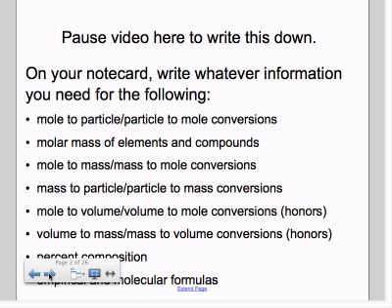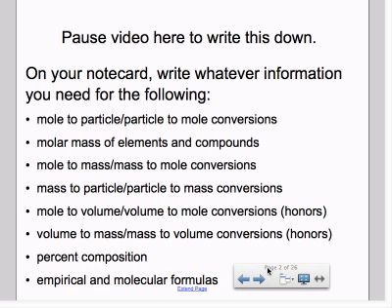So first, things that you should make sure you have on your note card, and you probably want to pause this in a minute to have time to take a look at this and write it down. You need to be able to do mole to particle or particle to mole conversions, molar mass of elements and compounds using the periodic table, mole to mass, mass to mole, and then mass to particles and particles to mass. And for honors, you need to be able to do volume to mole and mole to volume, and also volume to mass and volume to particles.